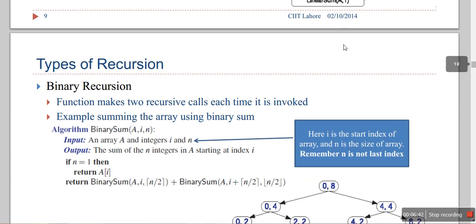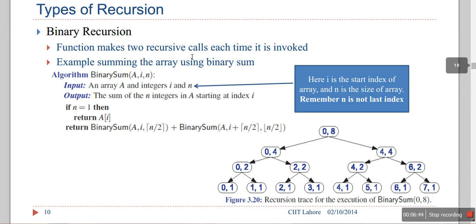Now this is our binary recursion. In binary recursion, the function makes two recursive calls each time it is invoked. Binary recursion is a little bit more difficult than linear recursion. Here is a comparison of linear recursion and binary recursion on the same question, summing the integers of an array starting at index i.